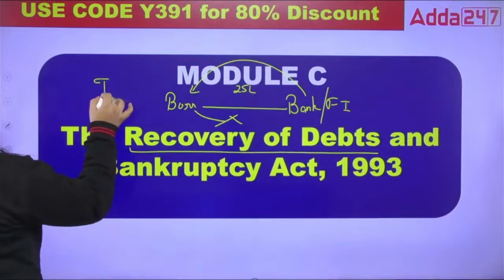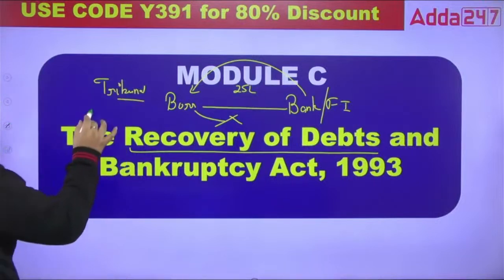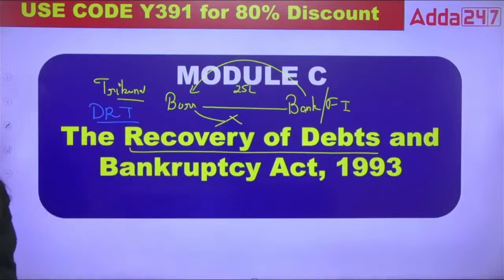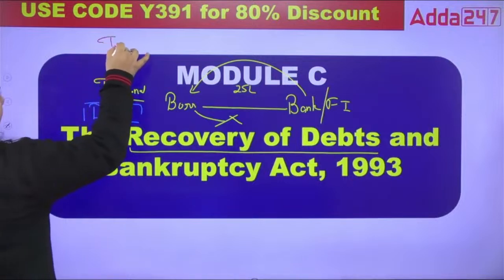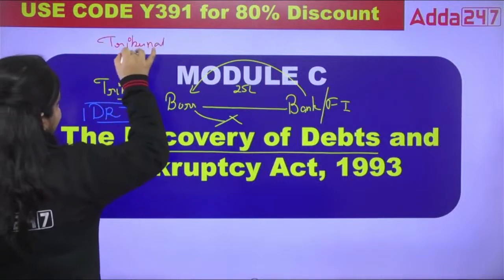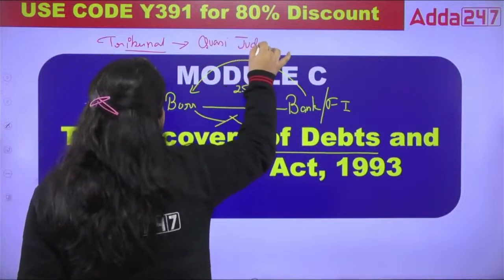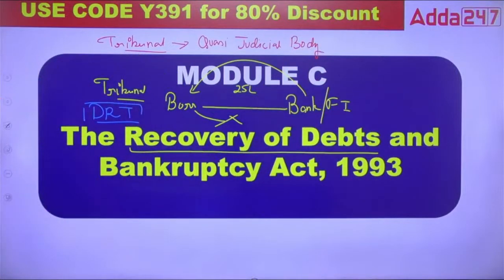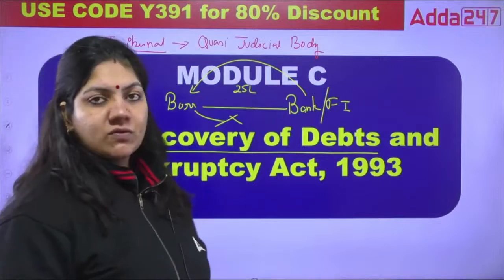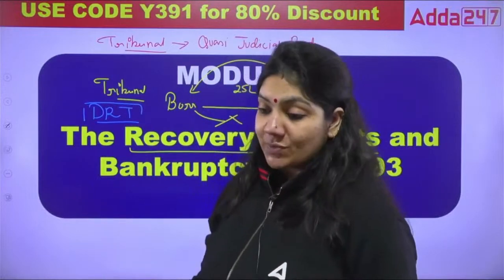According to this act, there is one tribunal which will solve the dispute, and that tribunal is basically the DRT, the Debt Recovery Tribunal. The tribunal is basically a quasi-judicial body. It is not just like a court, because in the court we have to follow so much procedure, but a tribunal can make its own rules and procedure. So that's why this is very important.